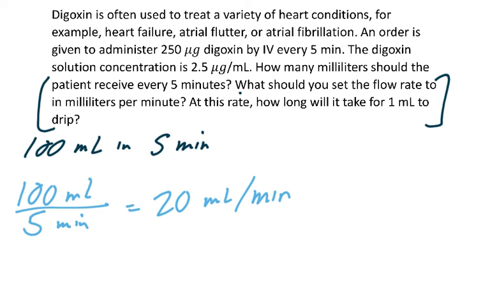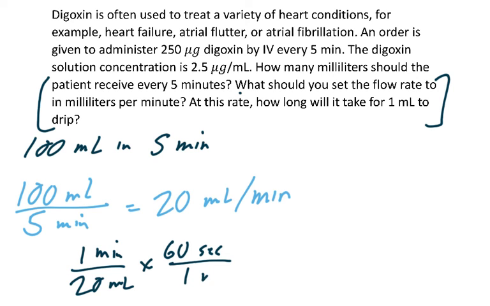At this rate, how long will it take for 1 milliliter to drip? So this is a similar question as in the past, right? So we have volume per time. Now we want time per volume. So we can flip it to say 1 minute over 20 milliliters. And that's going to give us a fraction. So let's flip it to seconds. 60 seconds per minute will tell us now that it'll take 3 seconds per milliliter to drip.